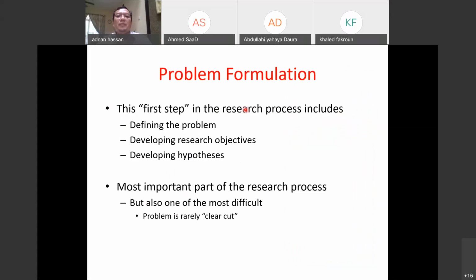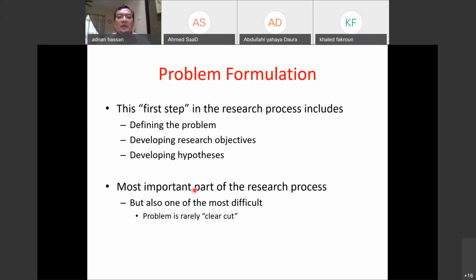Problem formulation is the first step of the research process. It includes defining the problem, developing the research objective, and developing the hypothesis. The statement of problem is related to the problem that you have defined. You define the problem, and then you have to come up with the objective. What are your objectives related to that problem?